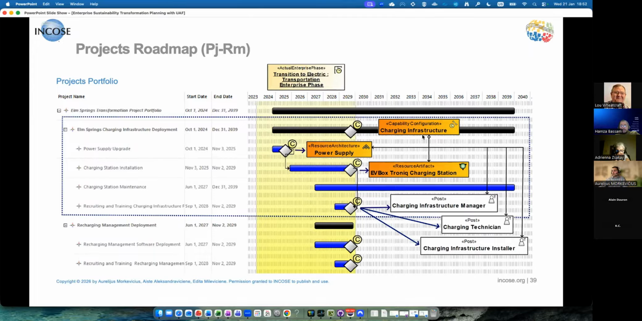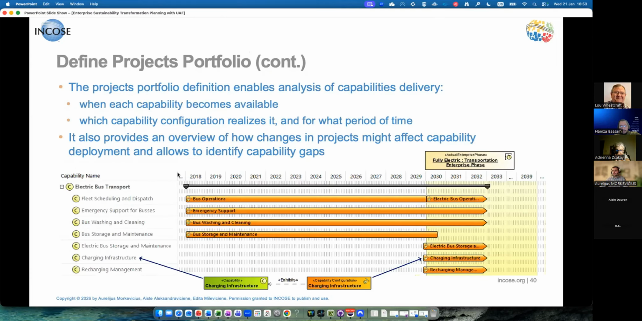And this is where the charging infrastructure capability configuration that is combined, as you can see, is composed of everything else here, of all the other resources, that needs to be available for the capability to be available on time. And on the yellow, you can see the phase. So we can see where our initial plan actually starts and when it actually ends. So at the end of the transition to electric transportation enterprise phase, we should have all those capabilities available.